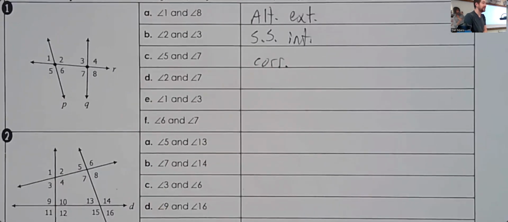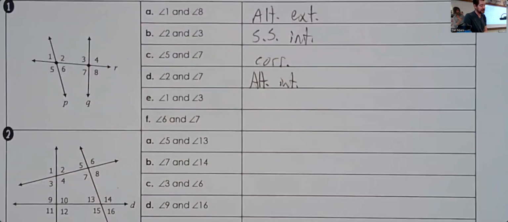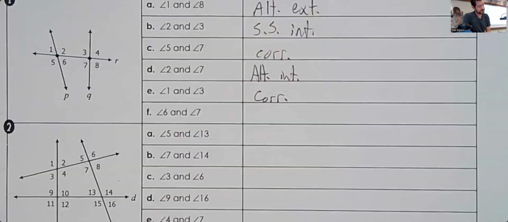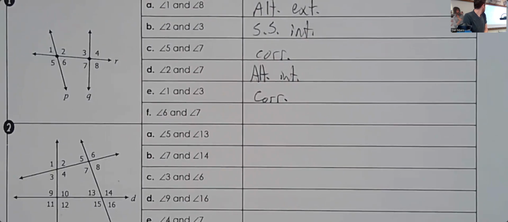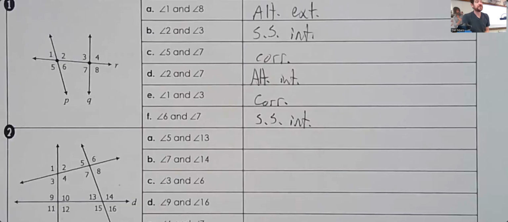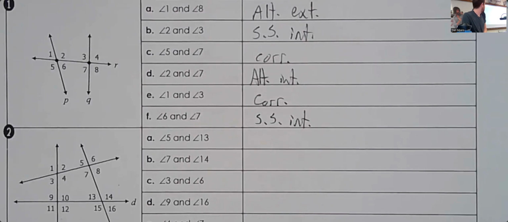How about 2 and 7? Alternate interior. Good. So that'll be alt and then INT for interior, alternate interior. All right. Okay. How about 1 and 3? Also corresponding. And then 6 and 7? Consecutive interior, yeah. Same side interior, consecutive interior. Nice. Are there any questions on diagram 1?